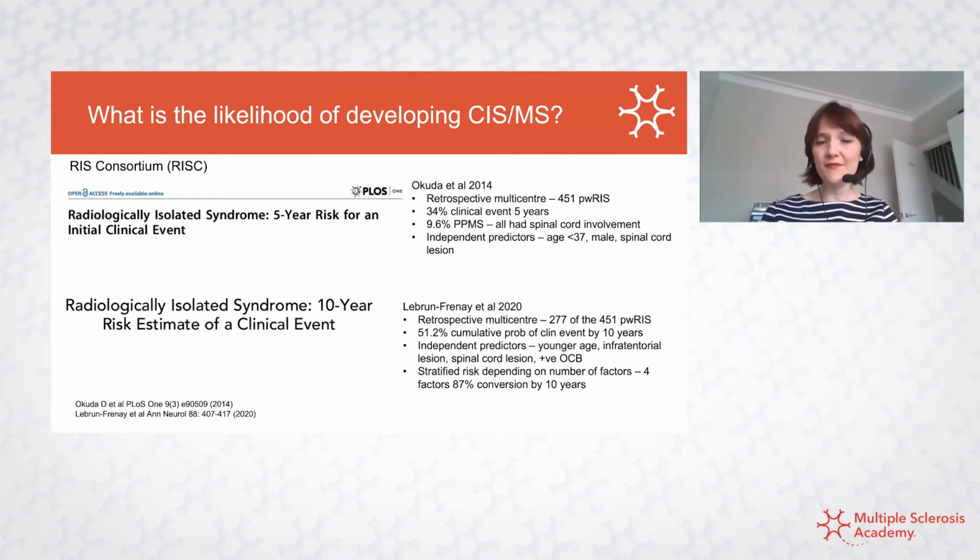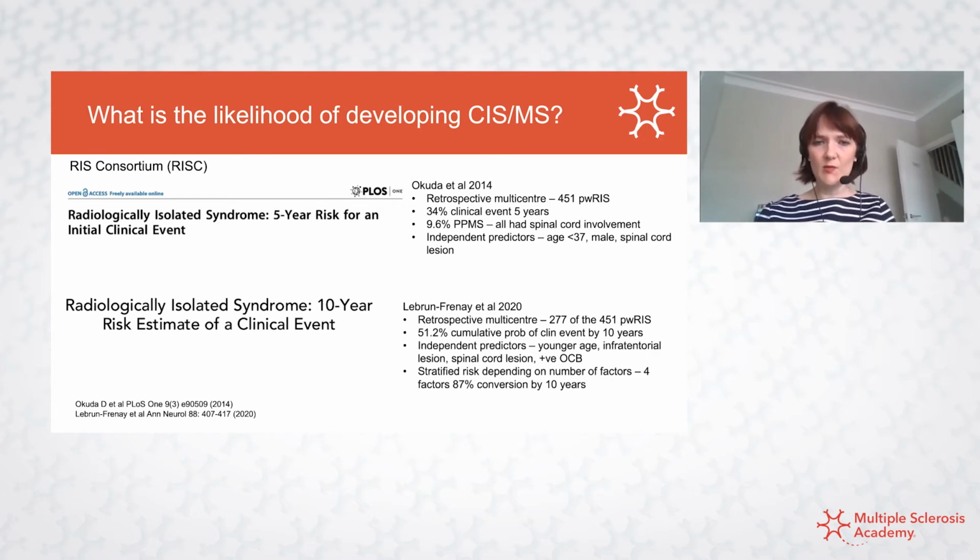So this has been extended now, using a proportion of the same cohort, to 10 years. And in 10 years, there's a 50% cumulative probability of a clinical event. That's so interesting because here we have people who have MRI scans that are typical for multiple sclerosis, but 50% of them by 10 years have not developed an overt clinical phenotype. I think, why not? That's very interesting to think about.